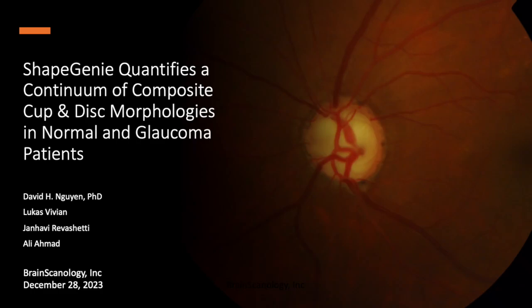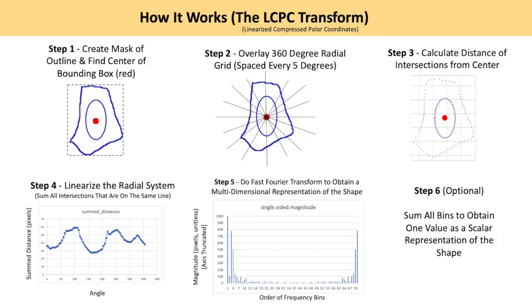Hi there, this is Dave Nguyen, CEO of Brain Scanology, and in this presentation, I'm going to show you how ShapeGenie has identified a continuum of composite morphologies of the cup and the disc that define normal versus glaucoma. First, let's talk about how ShapeGenie works.